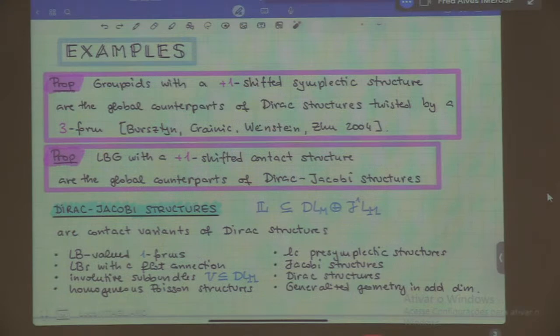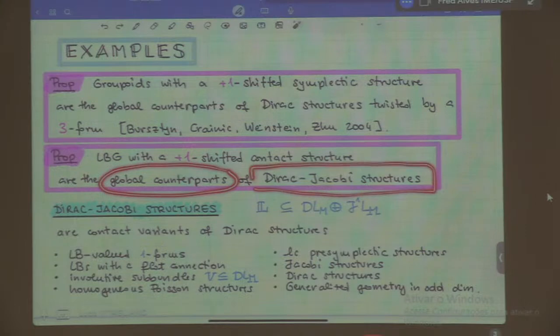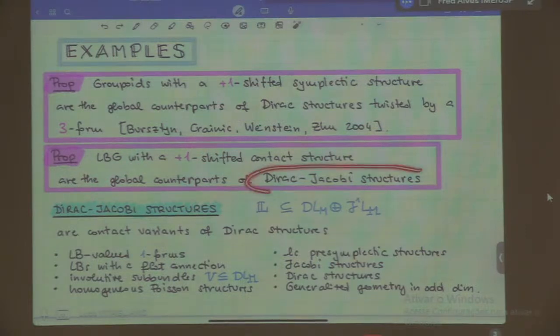And actually, there is a perfectly analogous statement in contact geometry. So +1 shifted contact structures are the global counterparts of Dirac-Jacobi structures. I don't want to tell you what a Dirac-Jacobi structure is, just a few words. They are the contact analogs of Dirac structures. Given a line bundle, you can hook up its gauge algebroid, with sections or derivations of the line bundle, and also the first jet bundle.